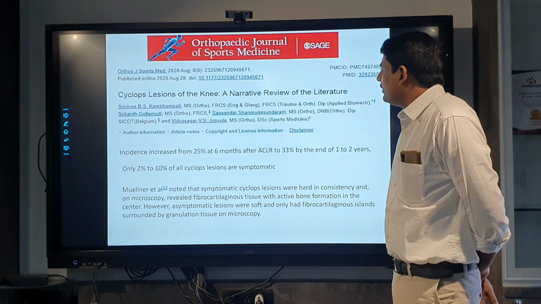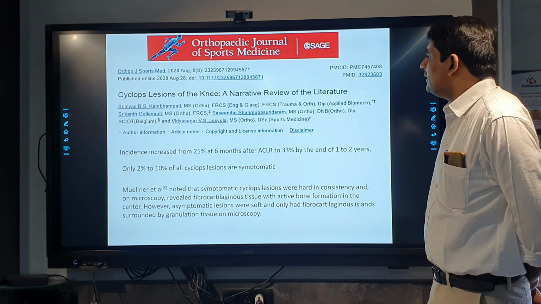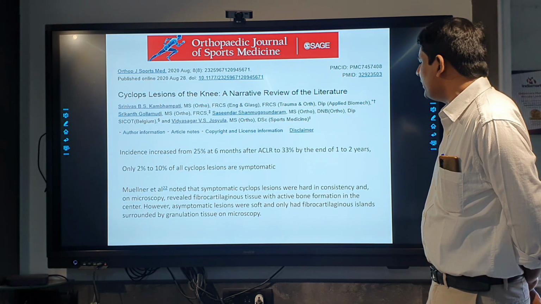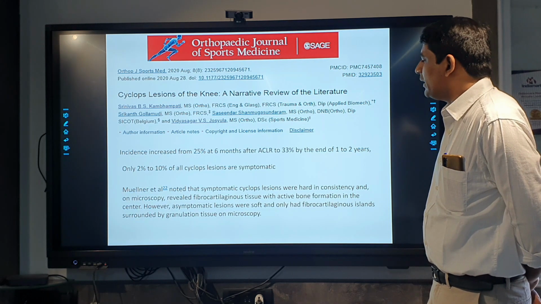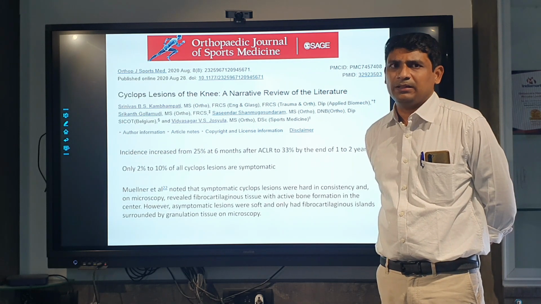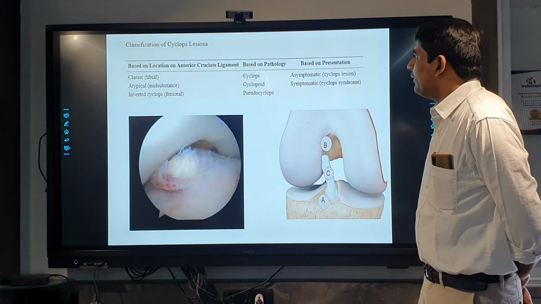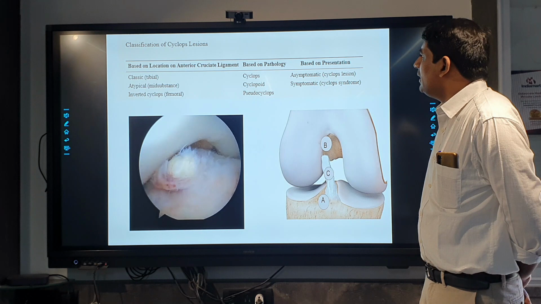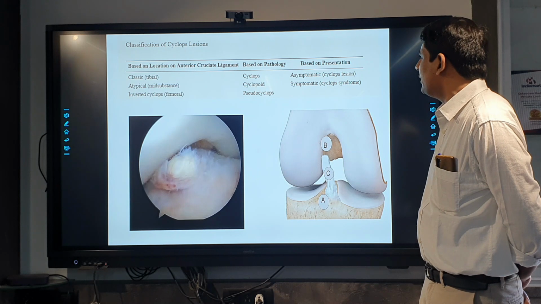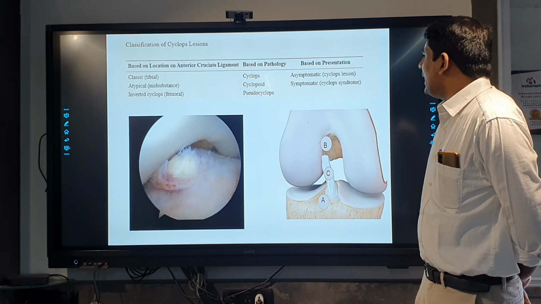So in this study they have shown that the incidence of cyclops lesion of the knee increases from 25% at 6 months after ACL to 33% by the end of 1 to 2 years. Only 2 to 10% of cyclops lesions were symptomatic. So this study is also suggestive that cyclops formation is very infrequent, and we can do ACL reconstruction at the earliest. We don't have to wait. Based on the location, the tibial side is the most common site where cyclops formation occurs, and it is usually an asymptomatic cyclops lesion. In the mid substance, it can be symptomatic.